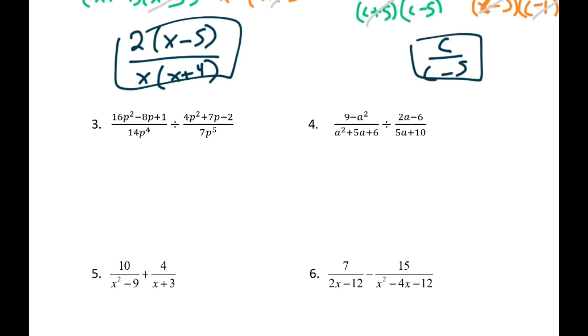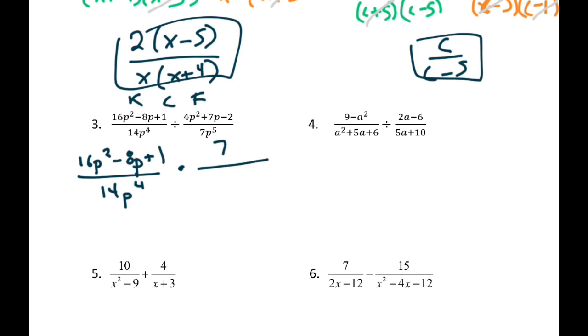3. So first thing we want to do is we're going to keep change flip because we're dividing. So this will stay as 16p squared minus 8p plus 1 over 14p to the 4th. Change this to multiplication, and then flip this last one. So 7p to the 5th over 4p squared plus 7p minus 2.